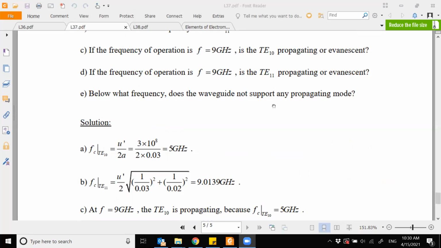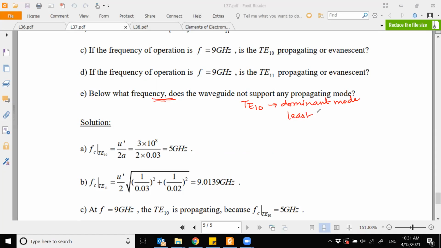And the last question was, what is the minimum frequency? Below what frequency does the waveguide not support any propagating mode? So what will be this frequency, guys? Muhammad Al-Hazmi, can you tell me what will be this frequency, the frequency below which your waveguide will not propagate any mode? Think from the dominant mode, because the dominant mode is the mode that will have the least cutoff frequency, right? Your TE1,0 mode is your dominant mode. 5 giga, Doctor, I think. Yeah, it will be less than 5 giga.